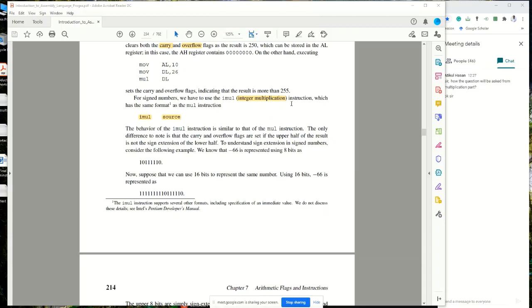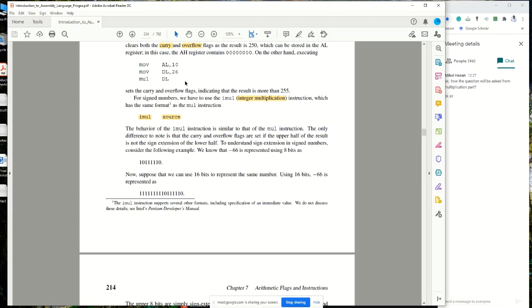For signed multiplication, we are going to use a different instruction, which in this case is IMUL. In short, the explanation is integer multiplication. All right, so it is IMUL, integer multiplication. Whenever you are trying to multiply any unsigned number, this is the instruction. Unsigned or signed? Sure, signed. Whenever you try to multiply signed numbers, we are going to use this.